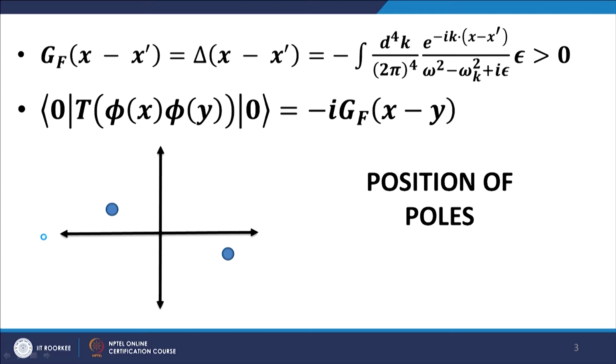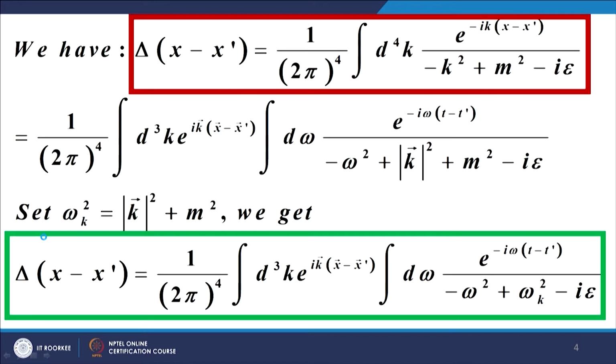When the Feynman propagator is written in the form given in the expression at the top of your slide, which I will be denoting by Delta F of x minus x dash, what we are going to do here is split up the propagator into the time component and the space components, and do the explicit integration over the time component. That is the object of this exercise. So, let us first split this propagator into two parts.